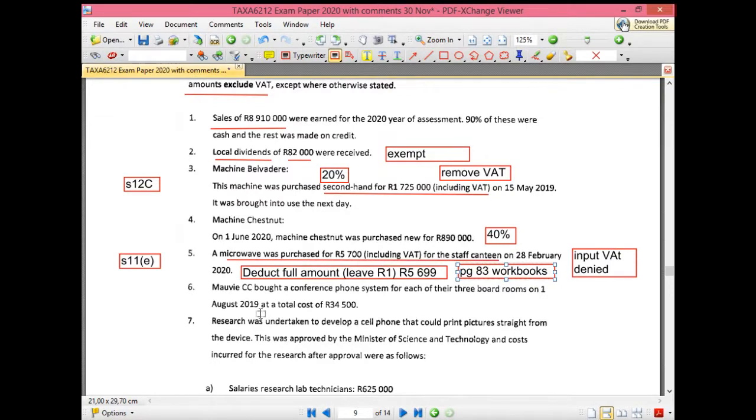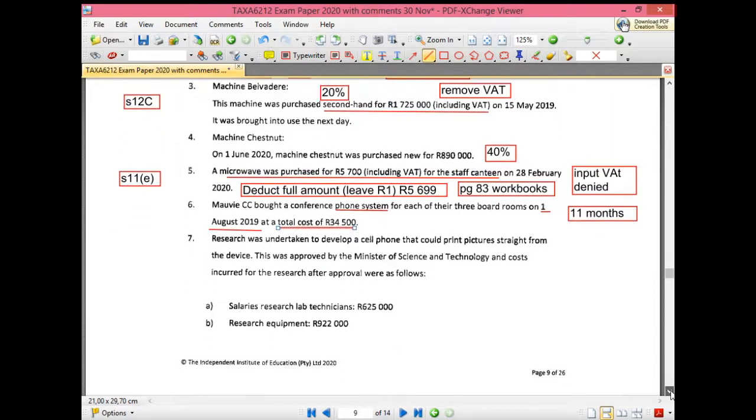Then the next thing is we've bought a conference phone system for each of their 3 boardrooms on the 1st of August. Okay, so this is a phone system. 1st of August, this would also be 11E. Now 11E, we have to apportion. Okay, so we did not have it for the full year. So 1st of August, if you go count the months, is 11 months we've used this. So we have to go apportion this. They give us the total cost, so you do not have to multiply it with 3 because they've already given you the total and not the price per phone system.